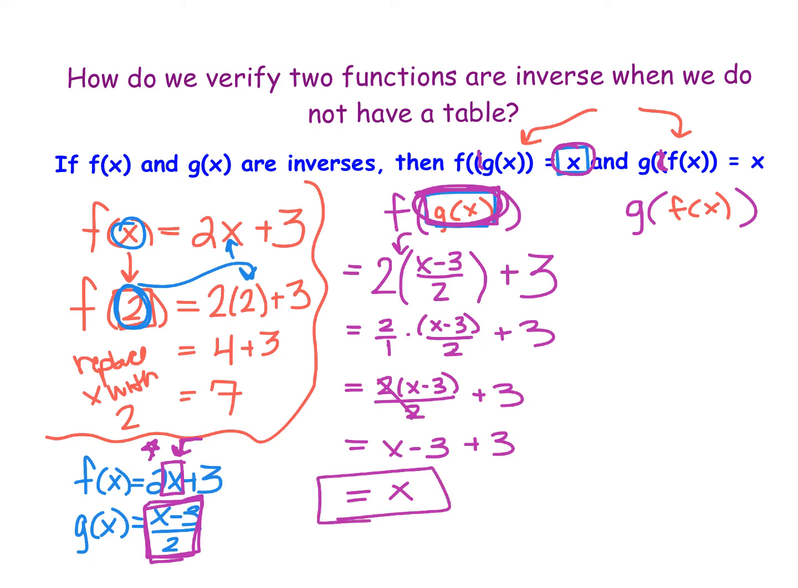So now let's repeat this with g of f of x, the other way around here, and let's verify that that one also equals x. So we can verify that these two functions are in fact inverses of each other. So let's walk through that process again. So here we're going to take the function g of x this time, and every time there's an x, I'm going to replace it with f of x, which is 2x plus 3.